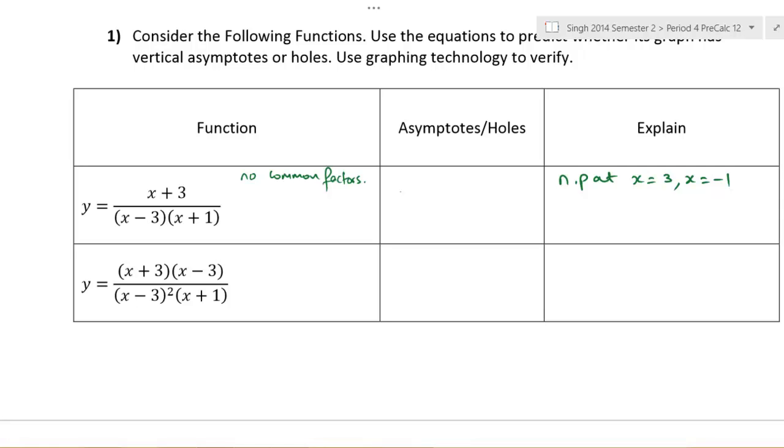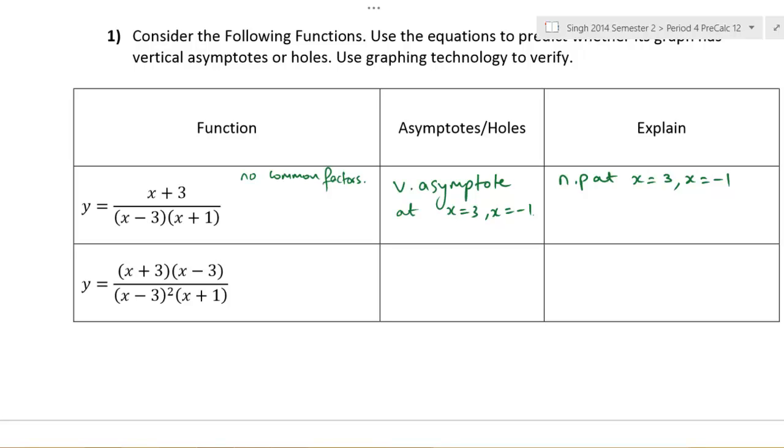Which means I'm going to have a vertical asymptote at x equals 3 and x equals -1. Because there's no common factors, I still have two factors at the bottom that are non-permissible values. Both those non-permissible values are going to be vertical asymptotes.